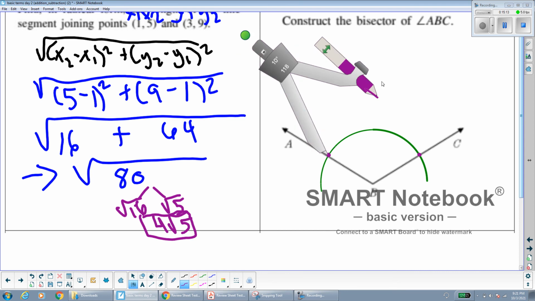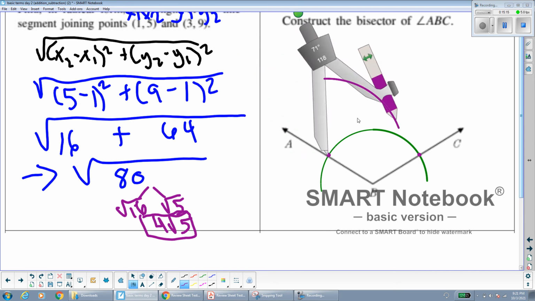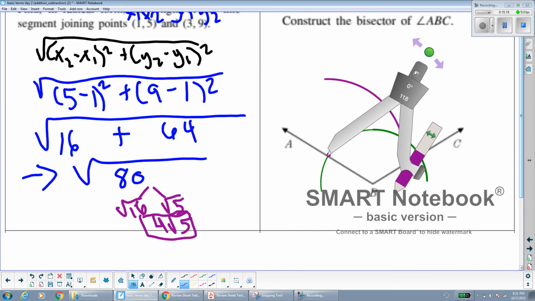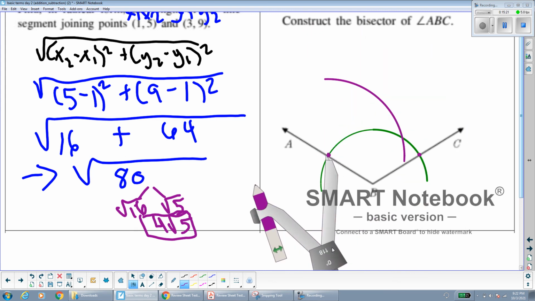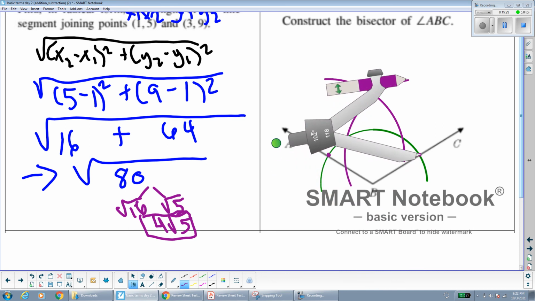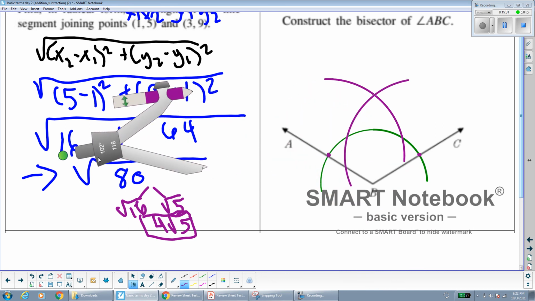The only important thing is that whatever I use here to make this arc, I keep the same measurement when I turn my compass around and bring it over to the other intersection point here. I want to make sure that I do the same arc. That way I am, in fact, cutting the angle directly in half. So that point of intersection of the two arcs is where I'm going to draw the bisector through.